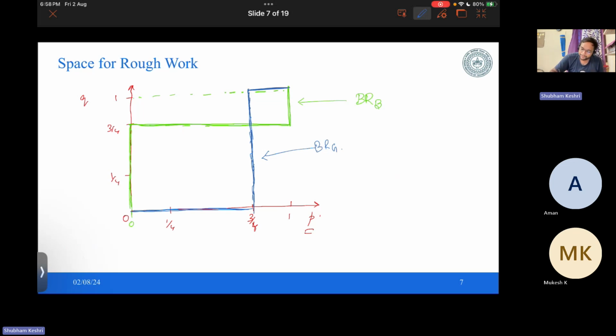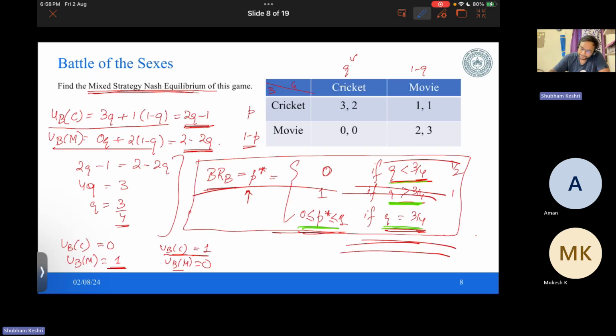What is a Nash equilibrium? A Nash equilibrium is that point where the best responses of the players intersect. So where are the best responses intersecting? At this point, and at this point. And now if you go back, you will see that there are two pure strategy Nash equilibria and one mixed strategy Nash equilibrium. You see, for this game, if the girl is always playing cricket, the best response of the boy is to play cricket. And when the girl is always playing movie, the best response of the boy is to play movie.